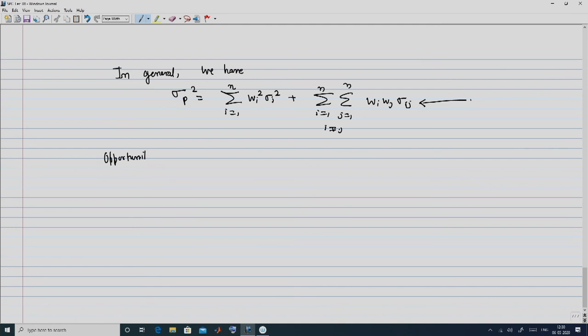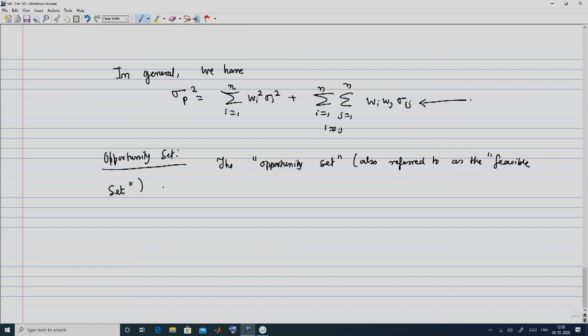Okay, so we next come to something which is known as the opportunity set, and we will discuss briefly about that. So, let me begin with the opportunity set. The opportunity set, also referred to as the feasible set, comprises of all the possible portfolios that can be formed out of n securities.